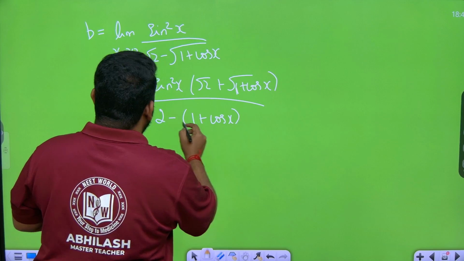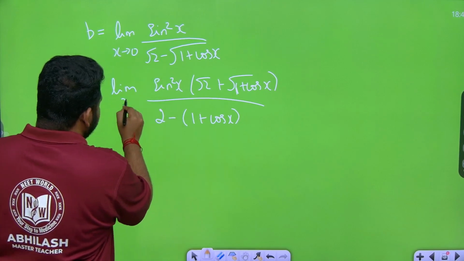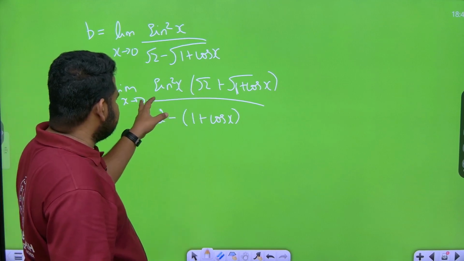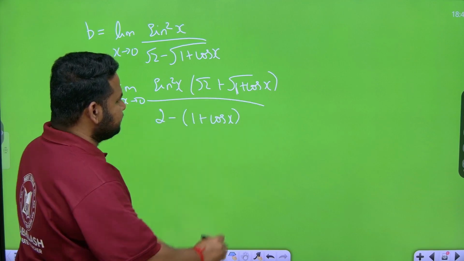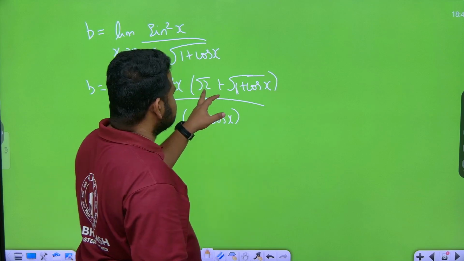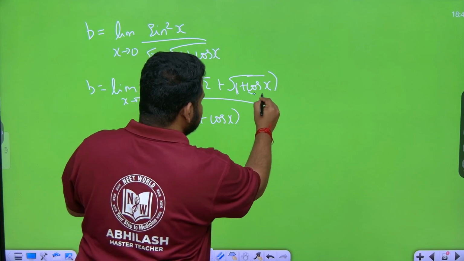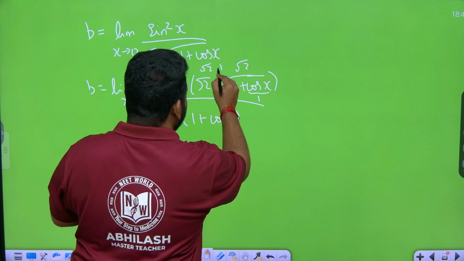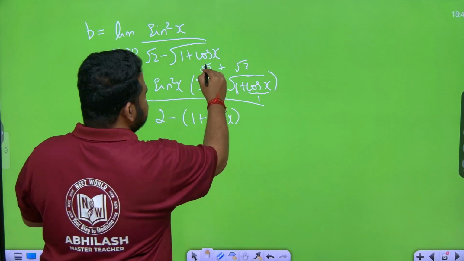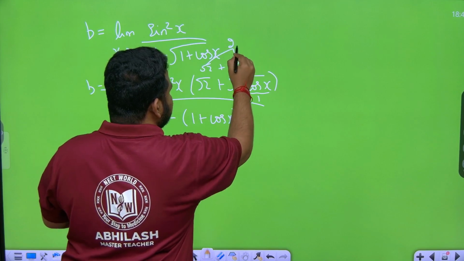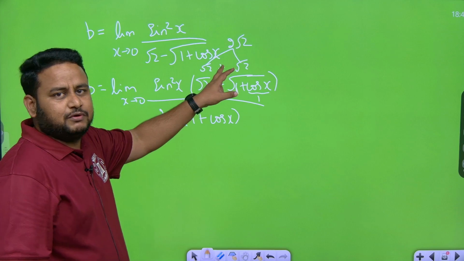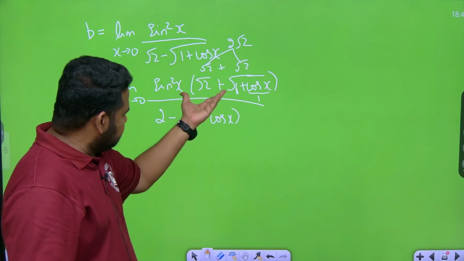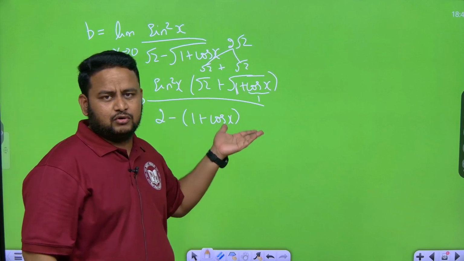As limit x tends to 0, b will be equal to this. See here, friends, wherever x is there, I can put 0. So this will become square root of 2. This will also become, cos 0 is equal to 1, so square root of 2. So this and this if I add, I'll get 2 times square root of 2. This 2 times square root of 2 is nothing but a constant, I can take it outside. Where I am getting the direct value already, I need not carry that load till the end.